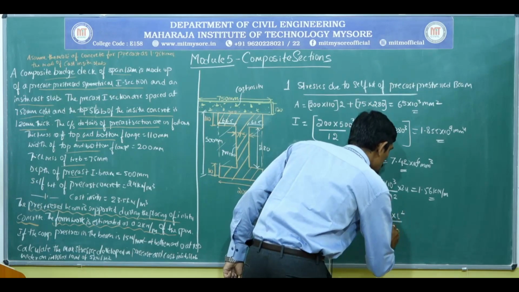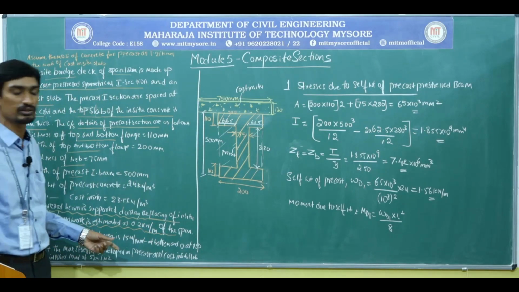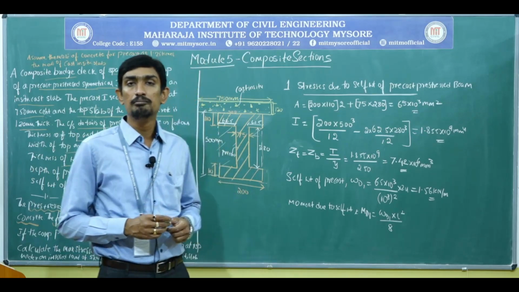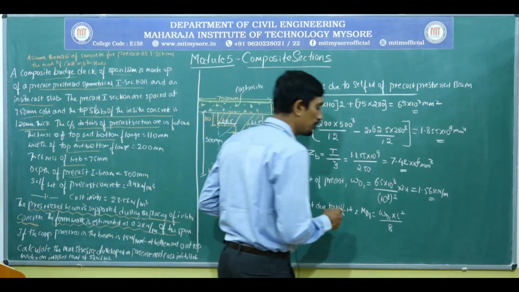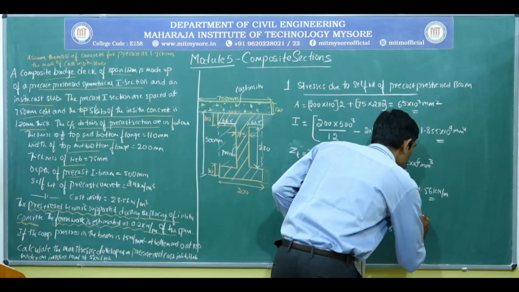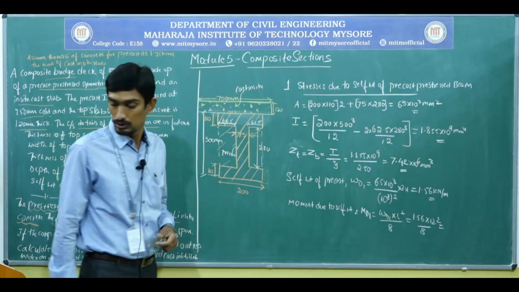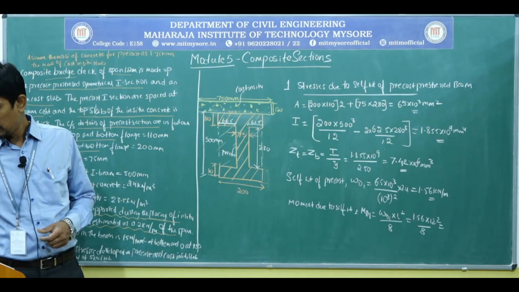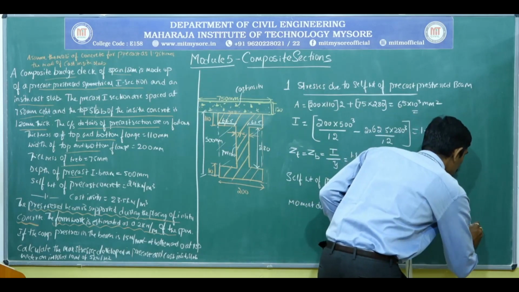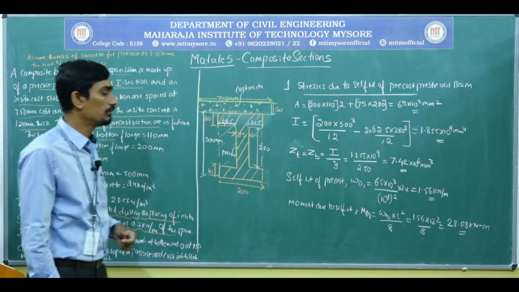WD1 into L square. So as I stated, if it has not been mentioned where you need to calculate the stresses, then automatically, by default, you need to calculate the stresses at the mid-span section. So hence WD1 into L square by 8, so that is 1.56 into 12 square divided by 8, okay, which is equal to 28.08 kilonewton meter.